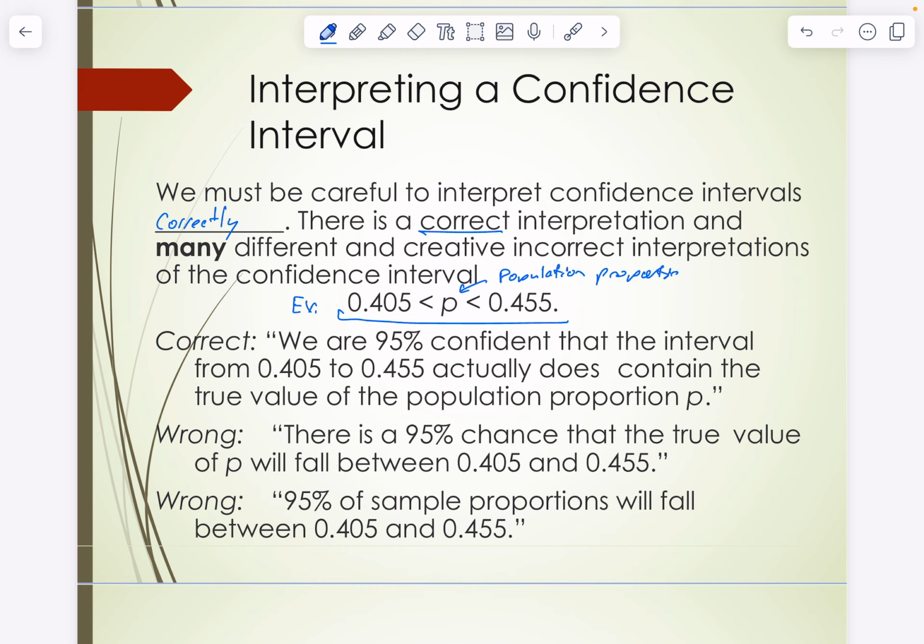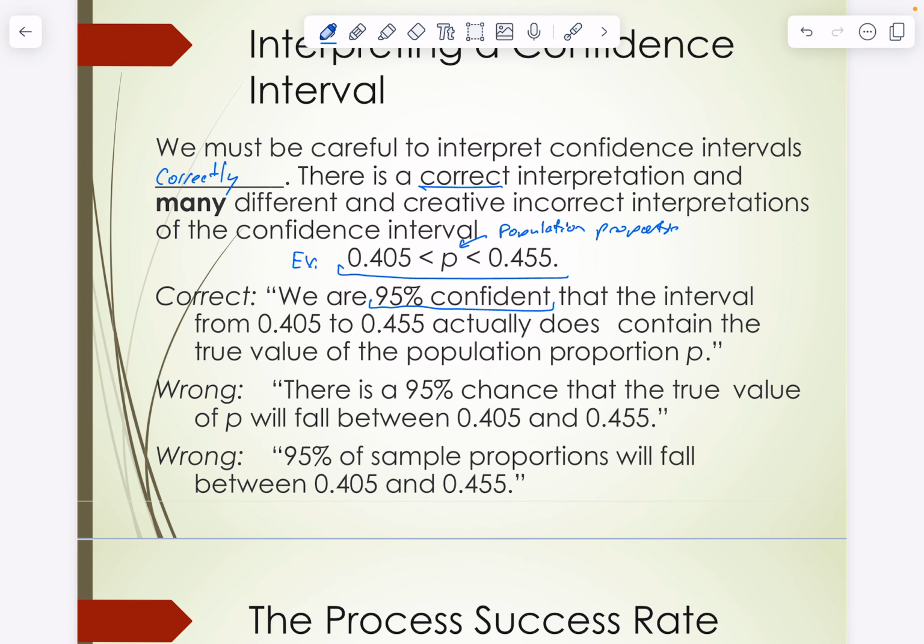So here's the correct response. We are 95% confident. Just go ahead and use that language. 95% confident that the interval from 0.405 to 0.455 actually does contain the true value of the population proportion p. That's a good way to say it. 95% confident, and leave it at that.